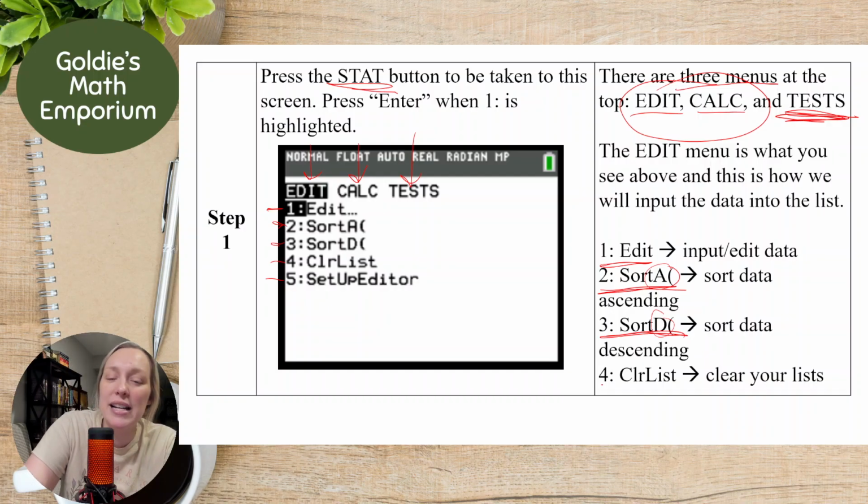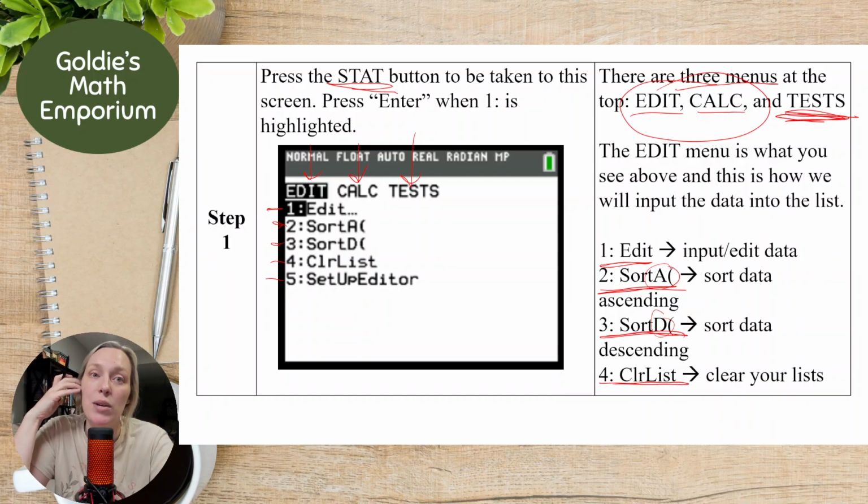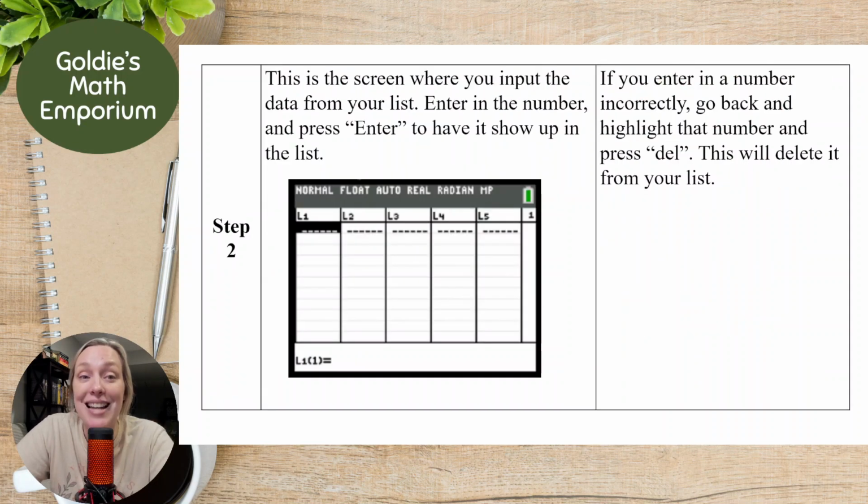And then 4 is clear list, if you want to just clear all of the data out of your list without having to go through and do it each one by one. And then number 5, you just don't need to know about. But yeah, that's your setup, right? So you're going to click enter. I want number 1 highlighted for you, and I want you to press enter. And when you press enter, this is the screen that you input the data from your list.